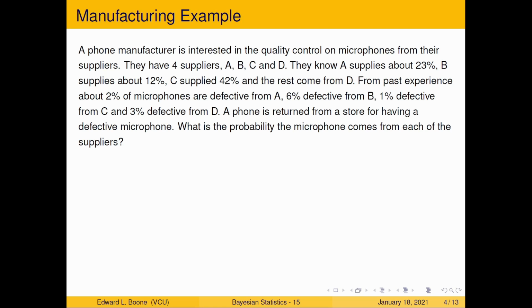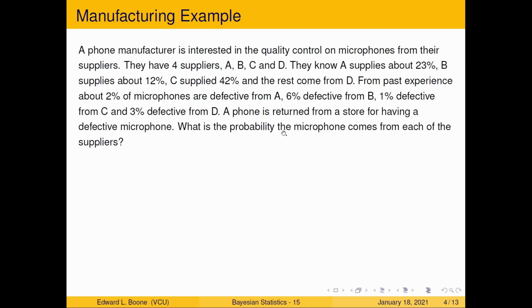They have 4 suppliers that supply these microphones, A, B, C, and D, and they know that A supplies about 23%, B supplies about 12%, C supplies about 42%, and the rest come from D. From past experiences, they know about 2% of the microphones are defective from A, 6% defective from B, 1% defective from C, and 3% defective from D. So, here's the question. A phone is returned from a store, because you're a manufacturer, the store sends it back to you, for having a defective microphone. What is the probability the microphone comes from each of the suppliers? Not interested in just one, we're looking at each of them.